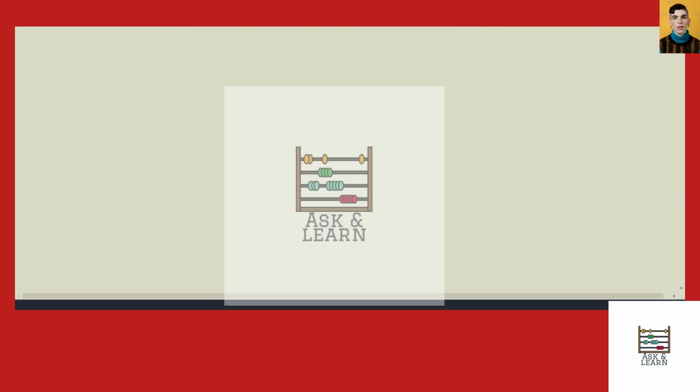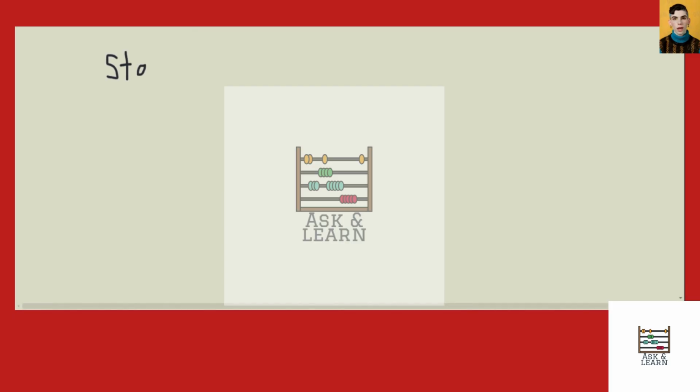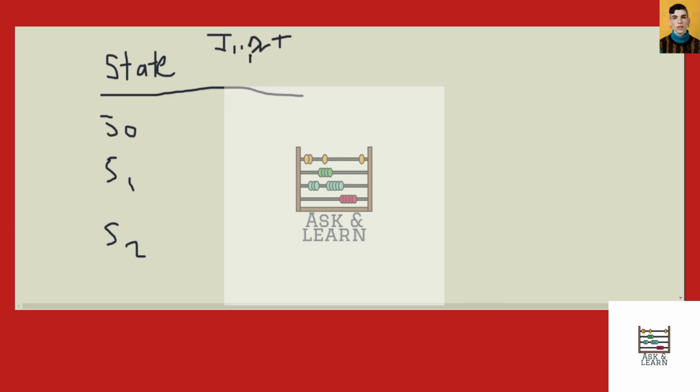And so I'm going to construct a table with two columns. In one column I have the different states, S0, S1, and S2. The other column, the inputs, which are only allowed to be 0 or 1.